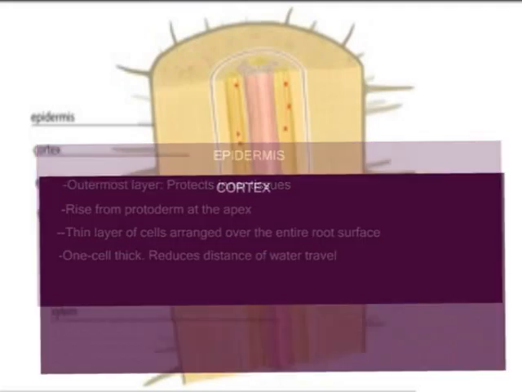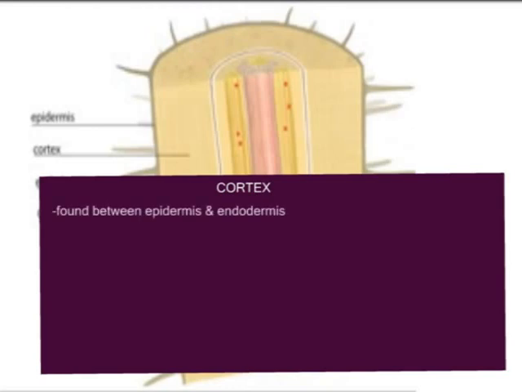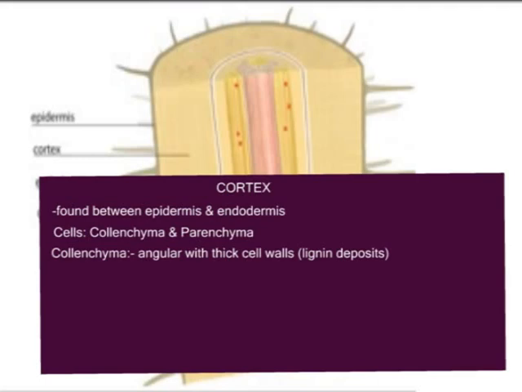The cortex. The cortex is the tissue found between the epidermis and the endodermis. The cells of the cortex are of various types, which include the parenchyma and collenchyma cells. Collenchyma cells are angular and have thick cell walls, and these cell walls are thickened especially at the edges. The thickening of the cells is due to deposits of lignin on the cellulose cell walls. This thickening of collenchyma cells provides support to the root.